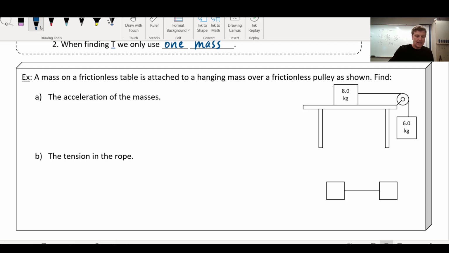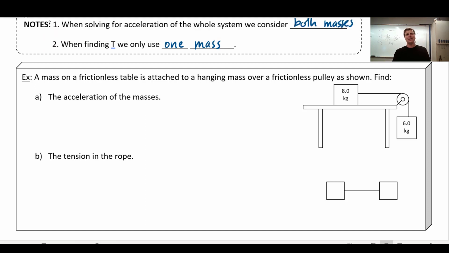Now I've got a mass sitting on a table, and then attached to a pulley hanging off the end, I've got another mass. So let's draw all the forces, okay? I'm going to call this M1 here. So here's my little M1. Here's my M2. I don't know why, the hanging mass always gets to be M1.